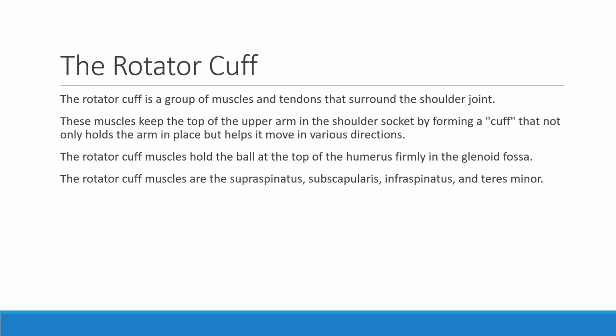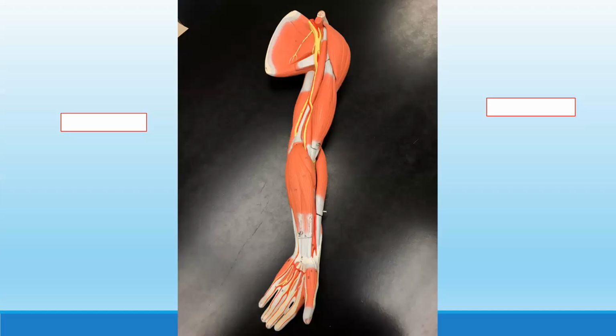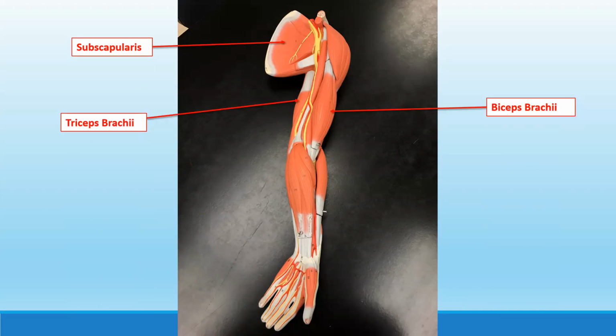So we have the supraspinatus, the infraspinatus, the teres minor, and the one we haven't seen yet, the subscapularis. It's found in the subscapular fossa. This shows you the subscapularis underneath. This is the muscle in the subscapular fossa on the underside of the scapula. This is the fourth of the rotator cuff muscles. Of course, there is the biceps and the triceps. Couldn't resist pointing those out too.